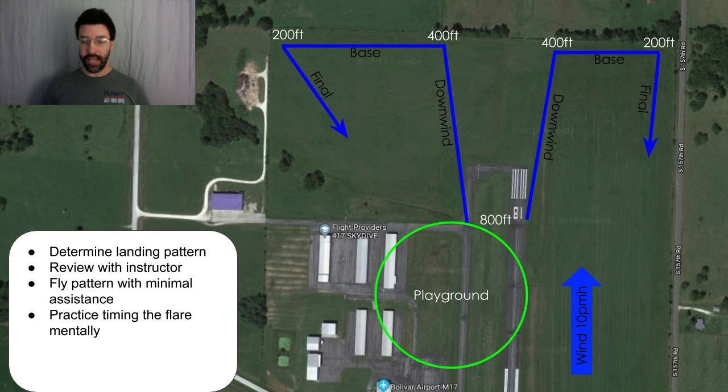On your next jump, again, work with your instructor to come up with the landing pattern for your jump.